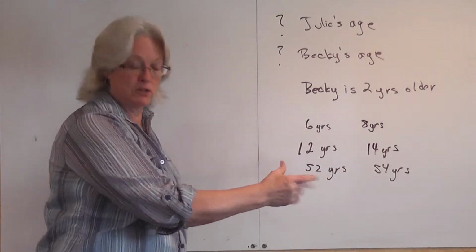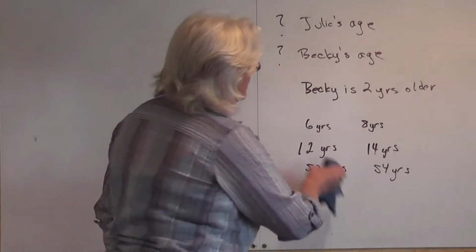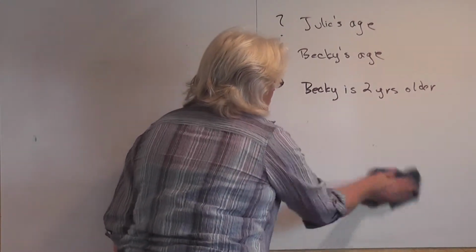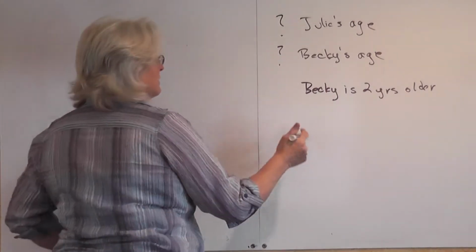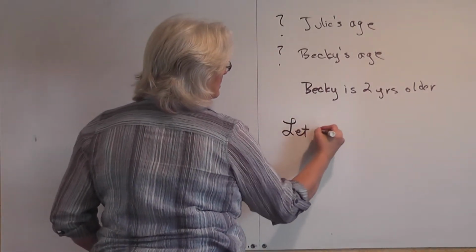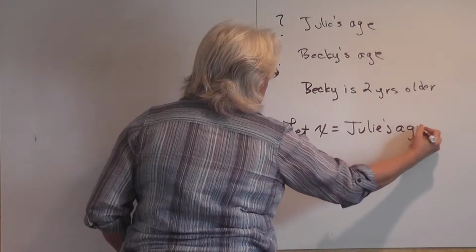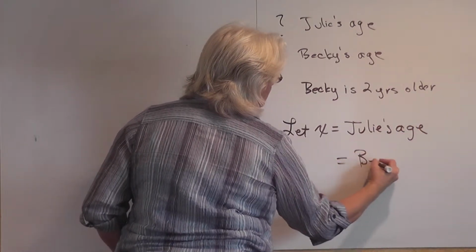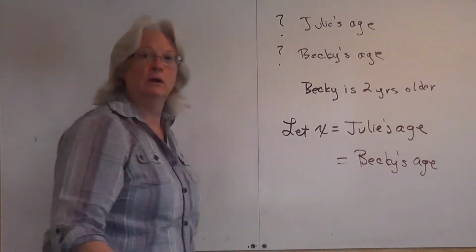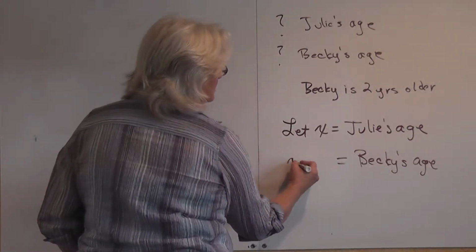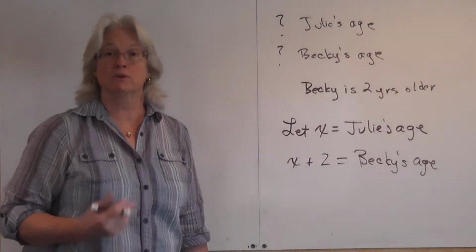Take this piece of information that you have, and I'm looking for my eraser. Here we are. It doesn't matter what age Julie is. So if it doesn't matter what age Julie is, then that's what we're going to use for our variable. Let X equal Julie's age. And what is going to be equal to Becky's age? Well, if we take Julie's age, which is X, and we add 2 years to it, then X plus 2 is always going to be Becky's age.